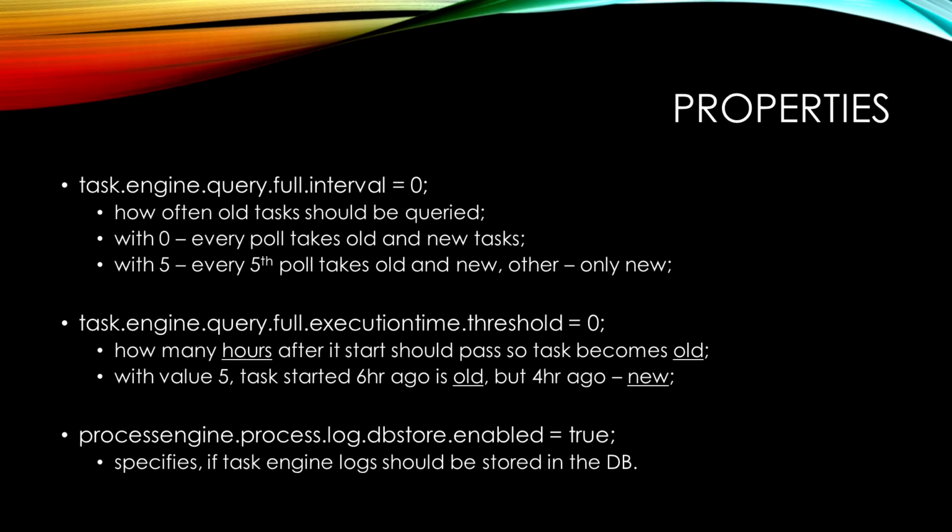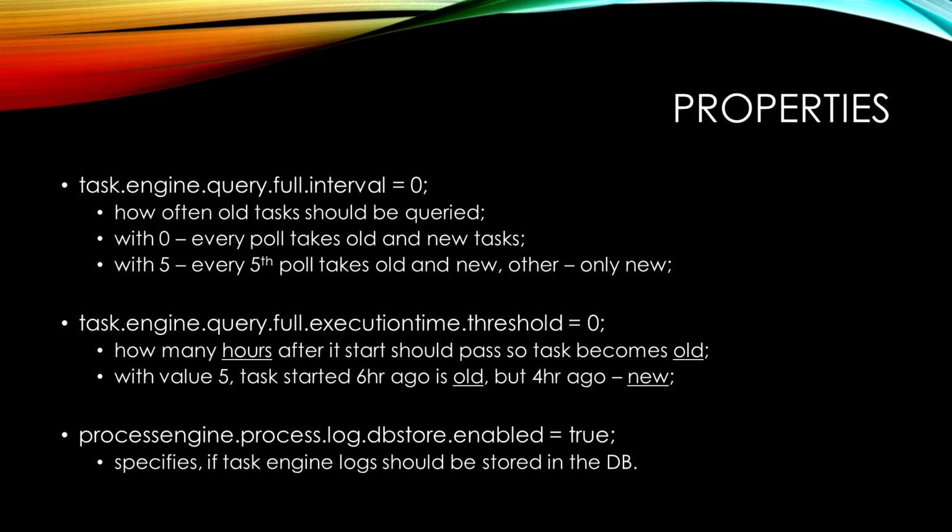The next option is interesting. It configures how often old tasks are queried. With value as 0, every poll takes old and new tasks. But with value as 5, every fifth poll takes new and old, while other only new tasks.